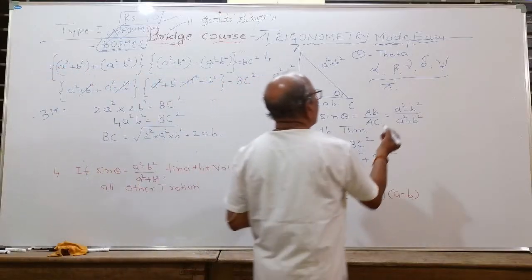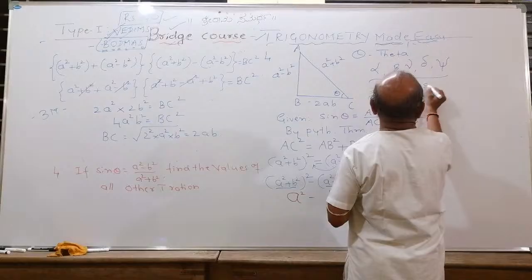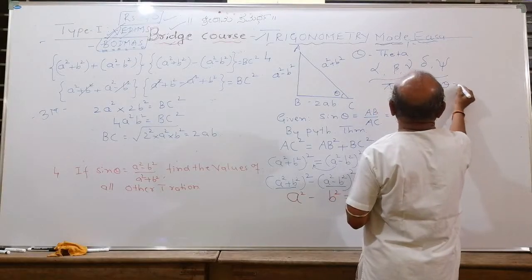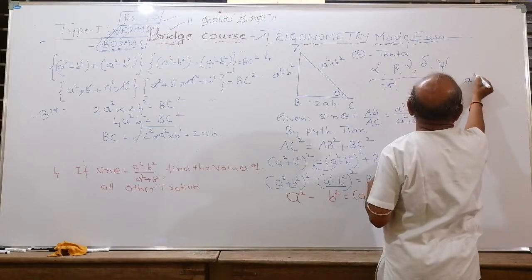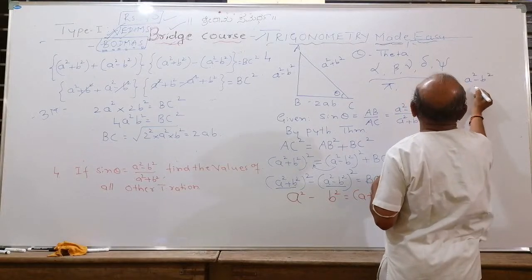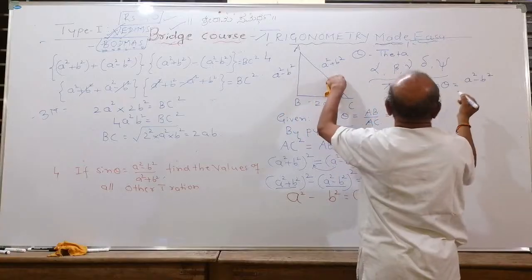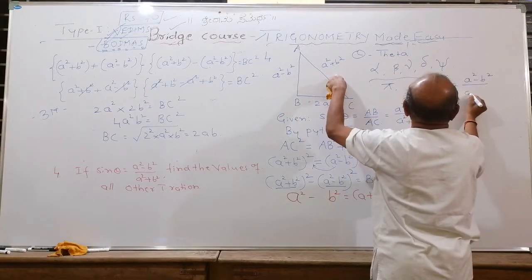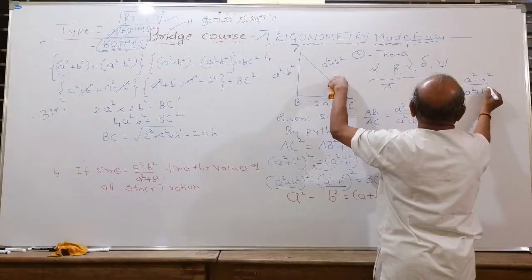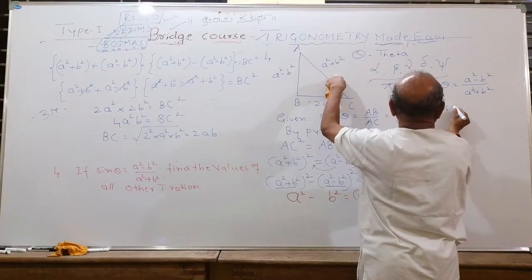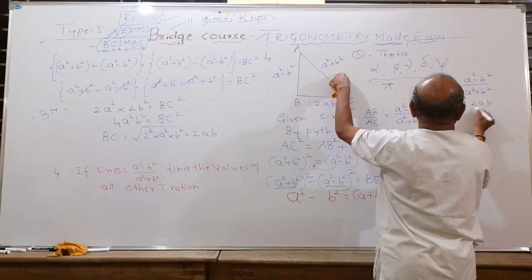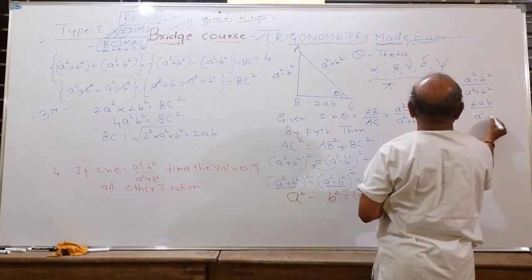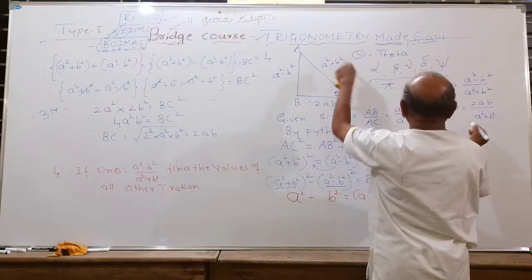2AB. Go on writing. Now no problem. What is sine theta? Very easy. Sine theta is opposite upon hypotenuse. I will write directly, time is going out. Opposite is A square minus B square, and hypotenuse is A square plus B square. Then write cos theta. Cos theta is adjacent upon hypotenuse, which is 2AB upon A square plus B square. Check it, adjacent upon hypotenuse.